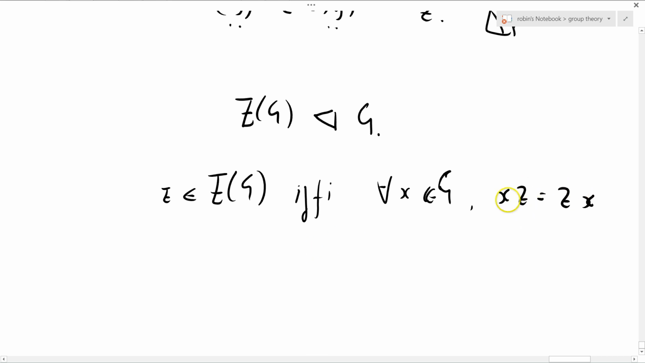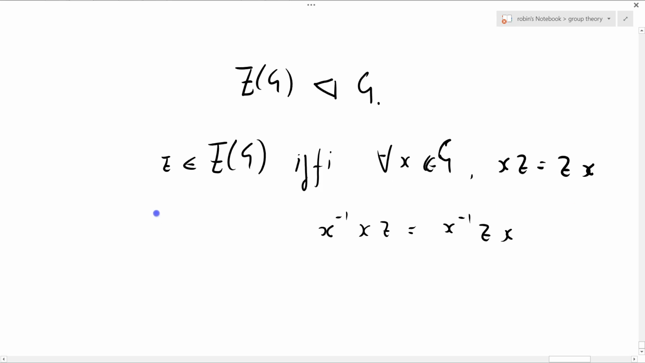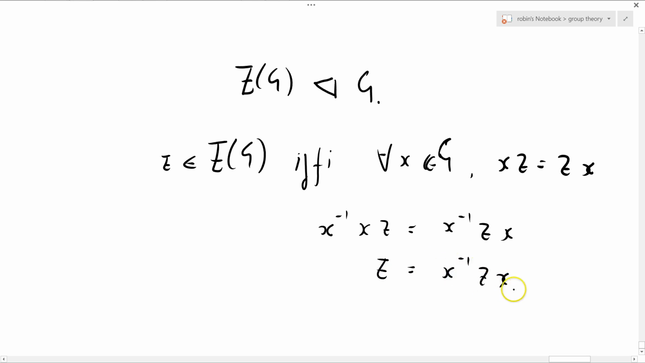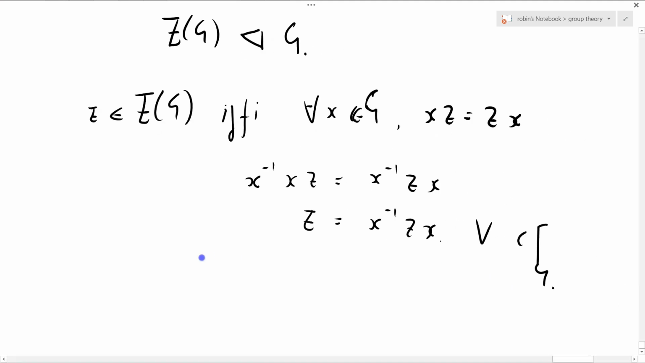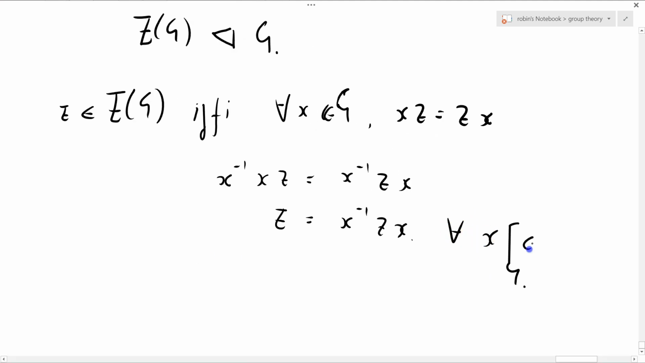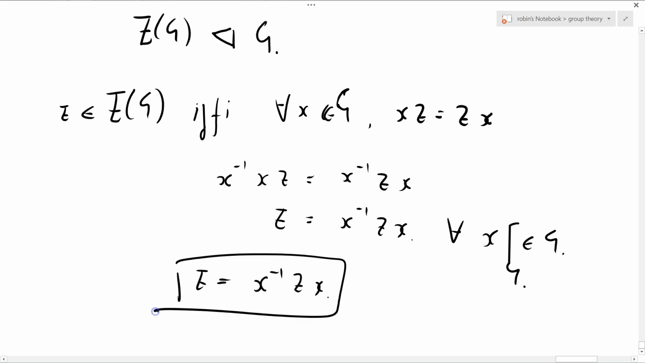So I'm going to take that and multiply it on the left by x minus 1. So x minus 1 xz equals x minus 1 zx. I'm just putting a minus 1 on the left of this equation here. And of course that says that z equals x minus 1 zx, for all x in the group. So we see this quite a lot. z equals x minus 1 zx, and that's a definition of the centre.